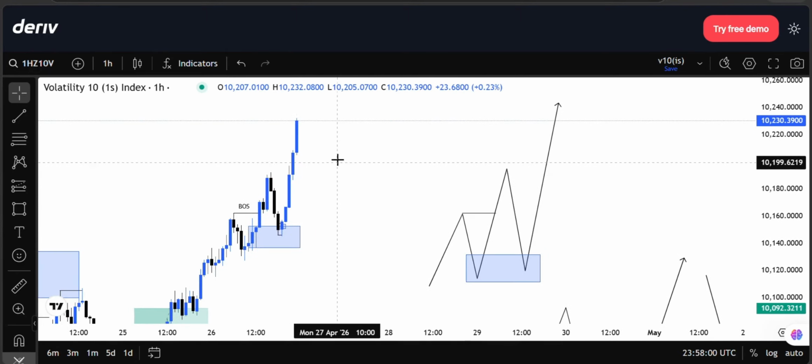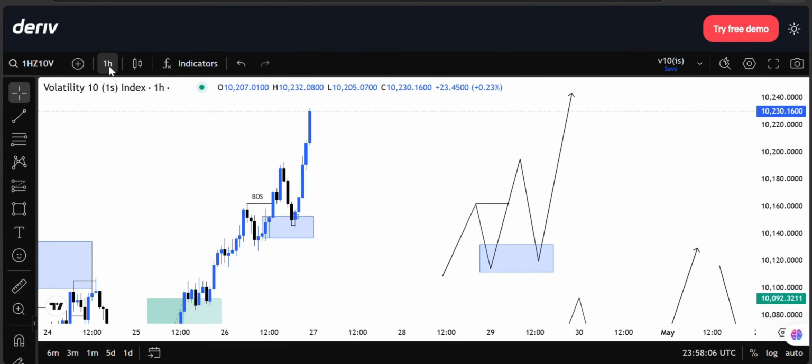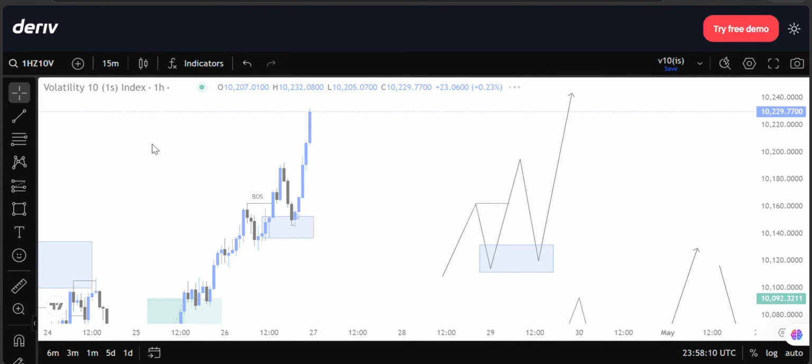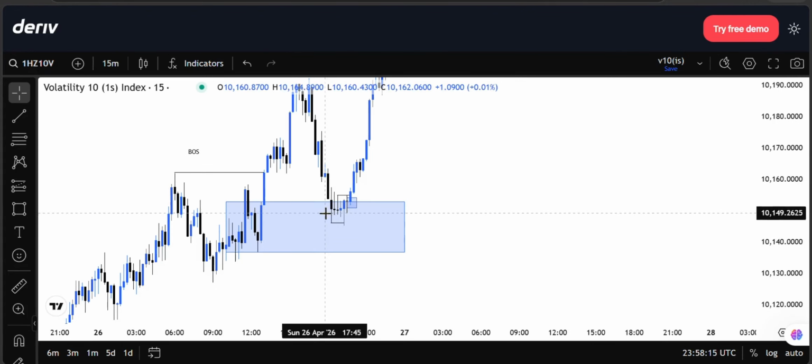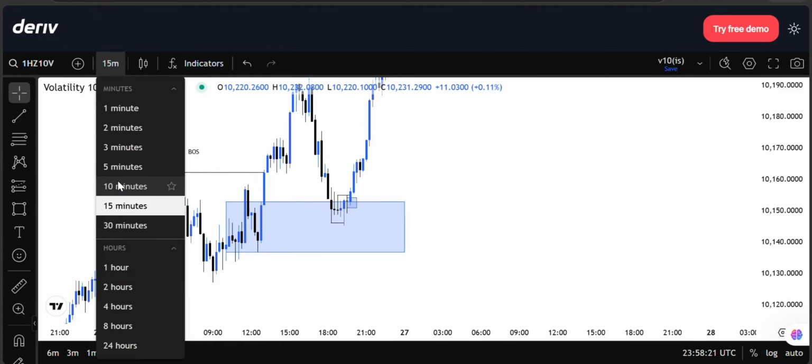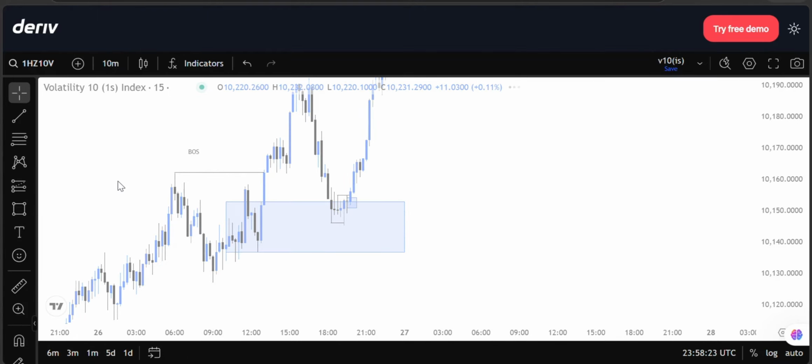So now, how did we get this entry? It's still the same entry model we used in the previous one, but we are going to go to a lower time frame. So let's go to our 15-minute time frame and see if we would have gotten any opportunities to enter the market. In our 15-minute time frame, nothing is clear here. So let's go down to our 10 minutes time frame.